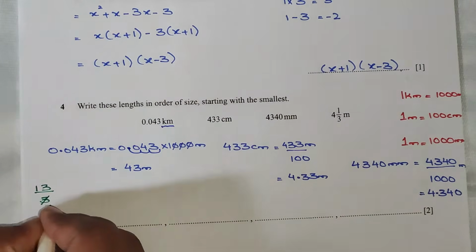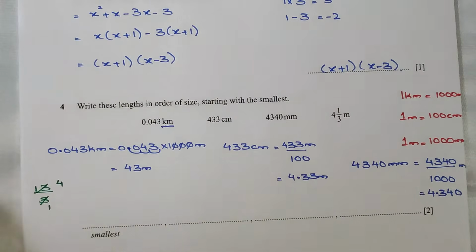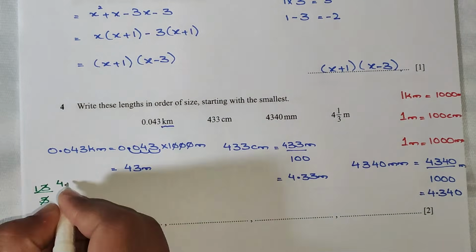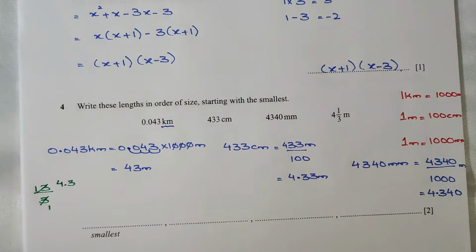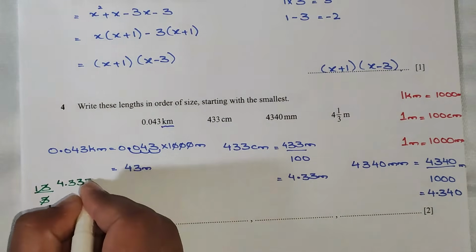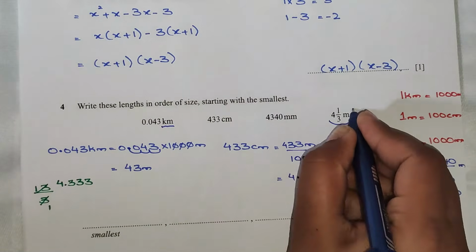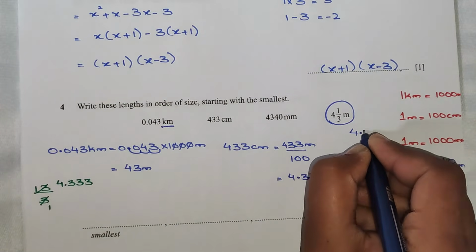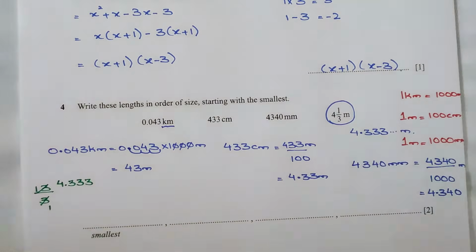So 3 times 1 is 3, and 3 times 4 is 12. 1 is left, and we put a dot and 0, and it would be 10. 3 times 3 is 9, and then again a remainder is 1, and then 10. 3 times 3 is 9, and again 3 times 3 is 9. So this term is basically equal to 4.333 and continues, meters, right?